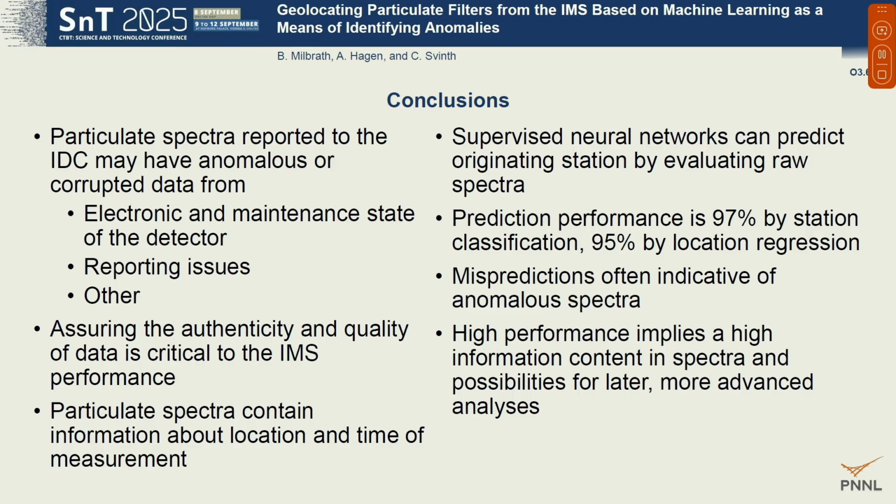Supervised neural networks can predict the station. I expected to be able to find anomalies. I did not appreciate how good we could do at picking the correct station of an IMS spectra. We got greater than 97% accuracy in classifying the station that an IMS spectra originated from. And those mispredictions were often indicative of some interesting anomalies.